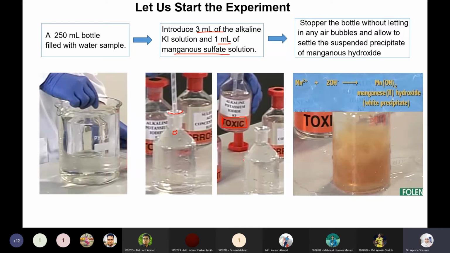It was transparent, but when you mix these two, you can see this precipitate is murky. You keep it for some time so that at least the top 5 centimeters becomes clear and the precipitate settles down at the bottom.